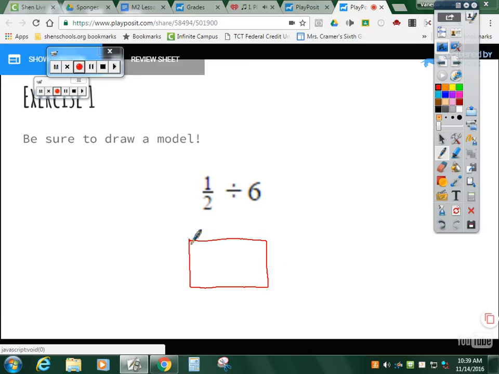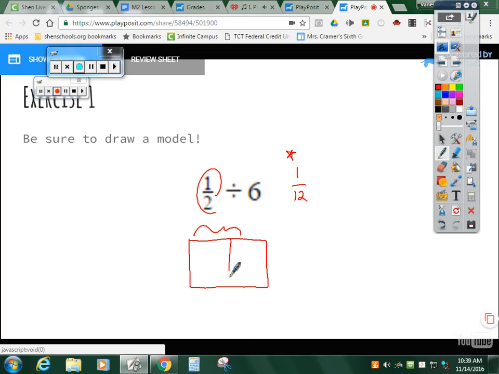Okay, I had some kids earlier be like, oh, Mrs. Kramer, I know it's just 1/12 because I'm starting to see the connection. Prove it. That's okay if you know it like this. Now I want a picture to prove it. So we're going to start by drawing a picture of 1/2.